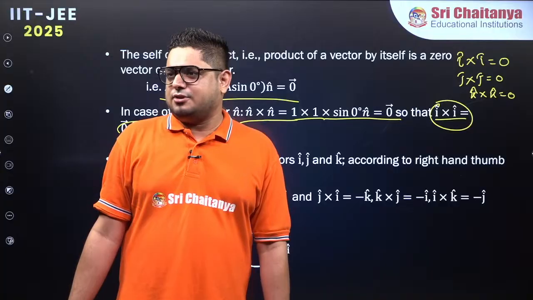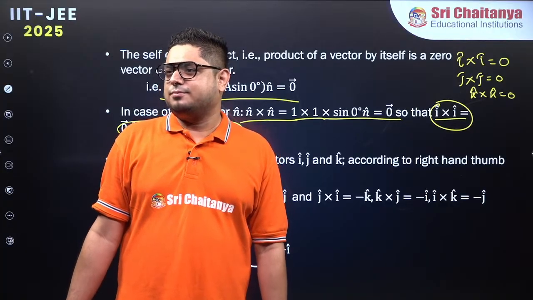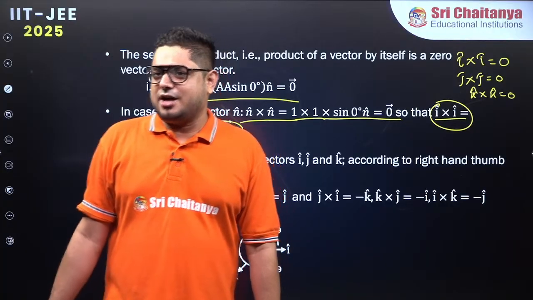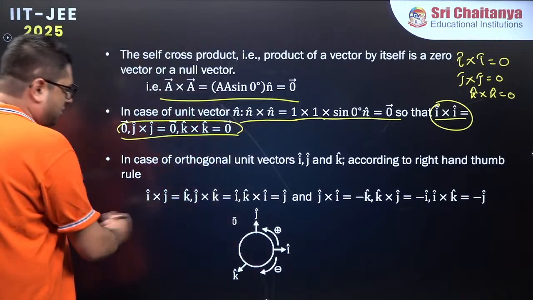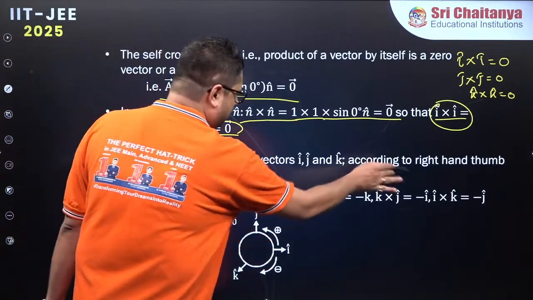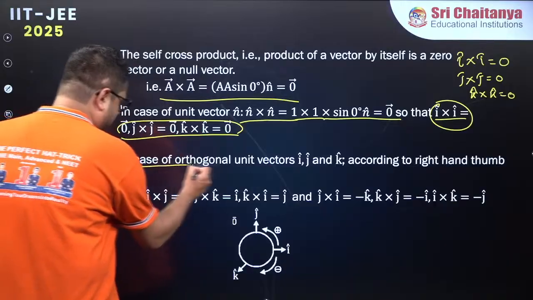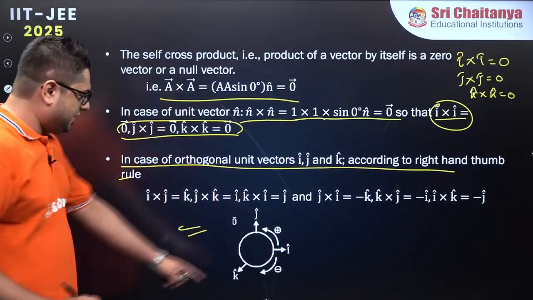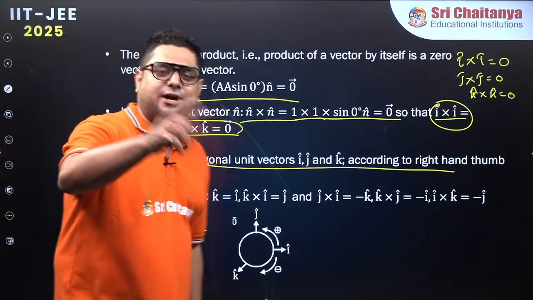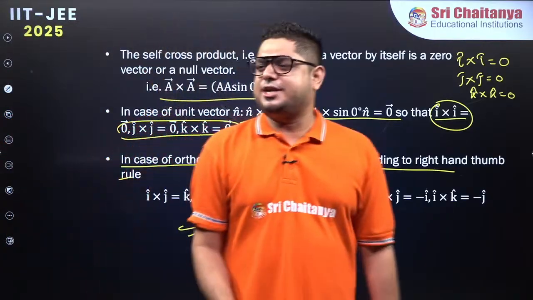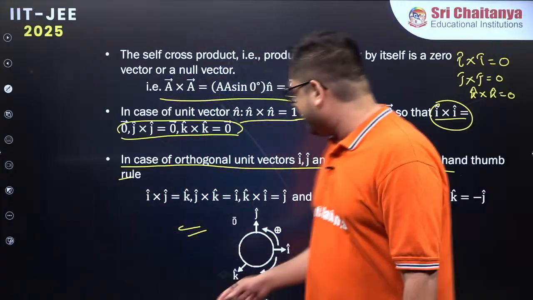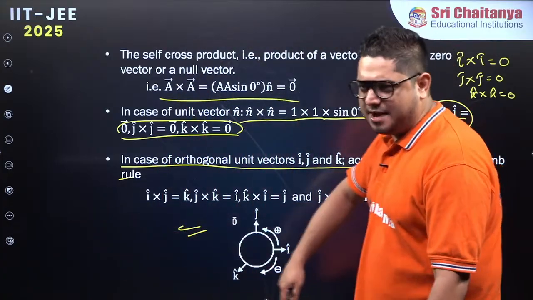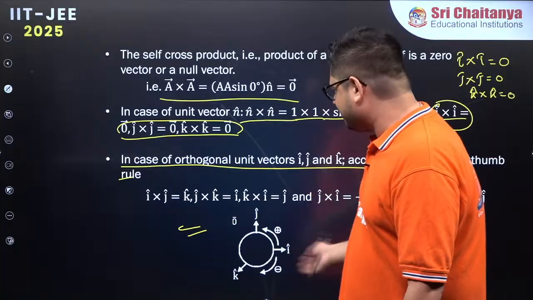Okay, hello everyone. Now let's try to follow over here. In case of orthogonal unit vectors i, j, k, according to the right hand thumb rule, we have to find it out. So this rule you need to recall. See now how to determine the values associated with i cap cross j cap, j cap cross k cap and k cap cross i cap, or just vice versa.